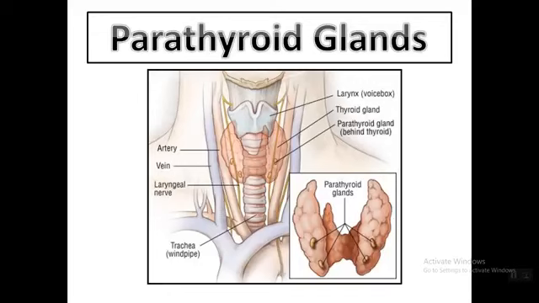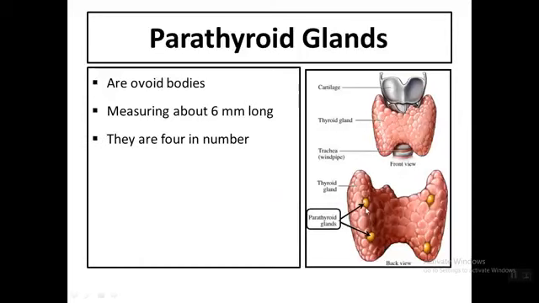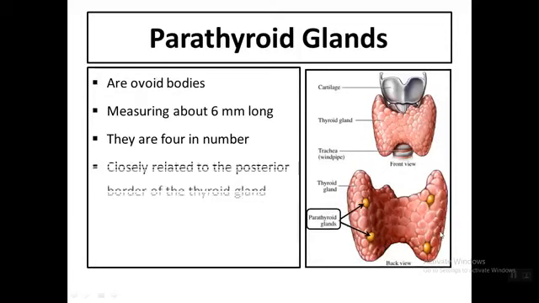Parathyroid glands. Parathyroid glands are ovoid bodies measuring about 6 mm in length, and they are 4 in number. So we have 4 of these glands.